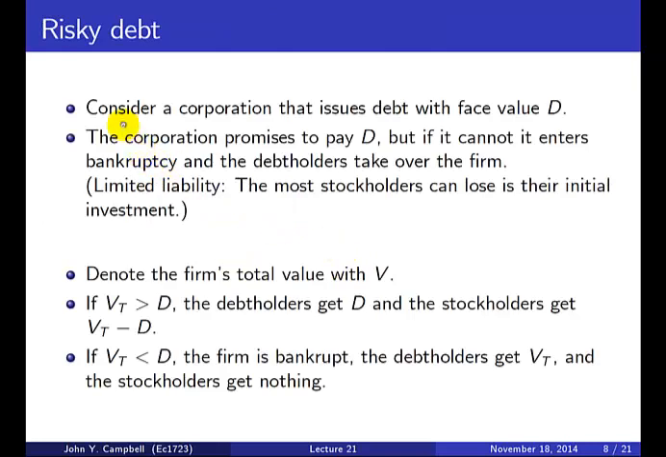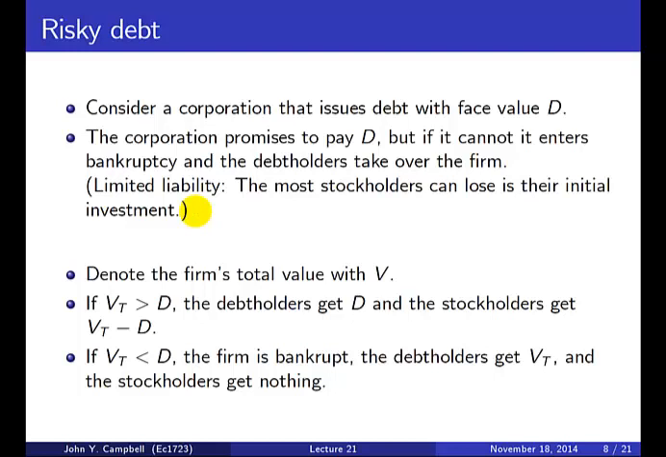So consider a corporation that issues debt with face value D. Now, the corporation promises to pay D, but if it can't fulfill that promise, it enters bankruptcy, and the debt holders take over the firm. That's a consequence of limited liability for the stockholders. The most stockholders can lose is their initial investment. So bankruptcy is the situation where the stockholders lose what they put in. They lose all the value of their shares.